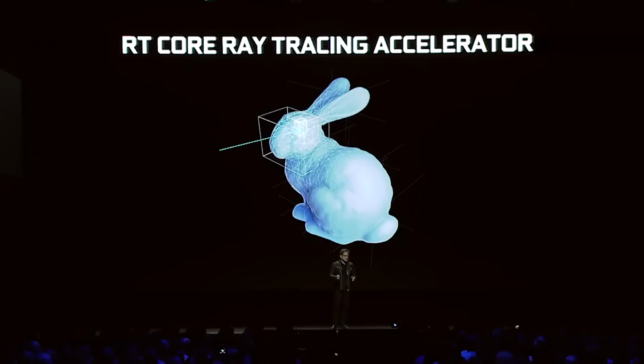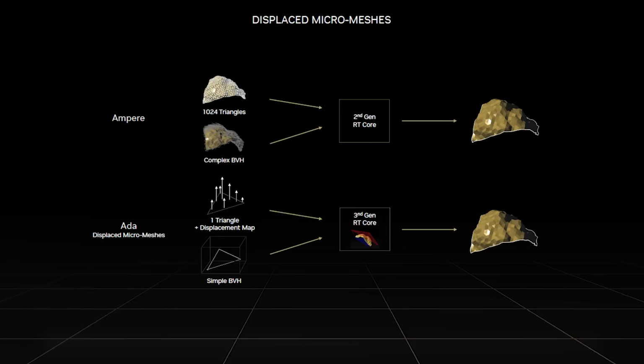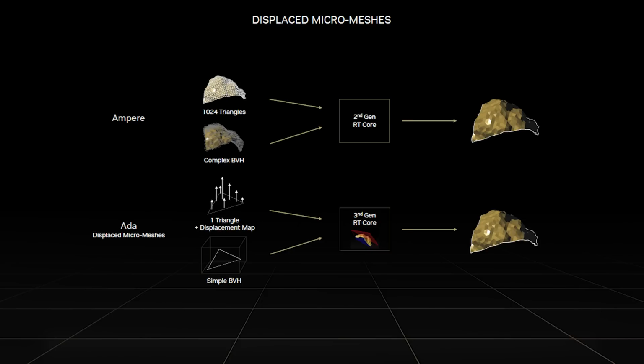Enter displaced micro meshes, which use a newfangled technology inside of Lovelace's architecture. RTX 40's RT core have this new functionality which allows the GPU to essentially look at the base simple triangle rather than the more complicated view. In the image you can see here, there's an Ampere path of calculating this with about 1024 triangles. This is compared to a single triangle, a base triangle if you will, as well as the displacement map on Lovelace.